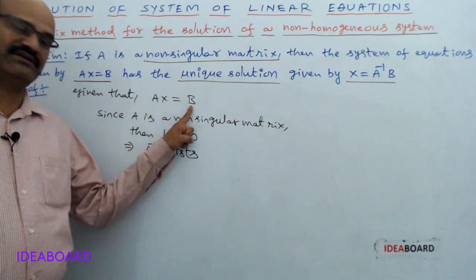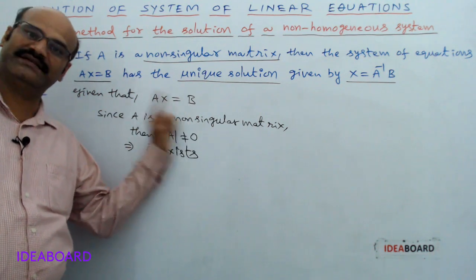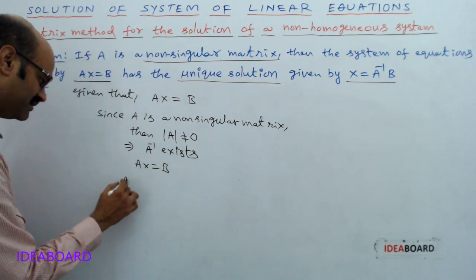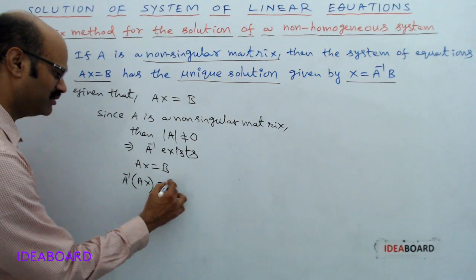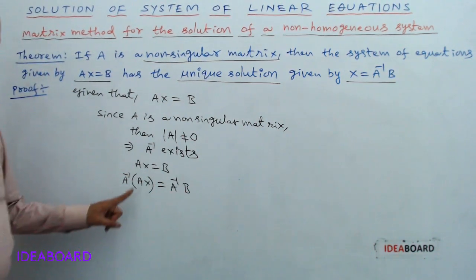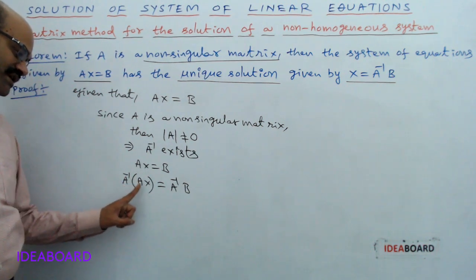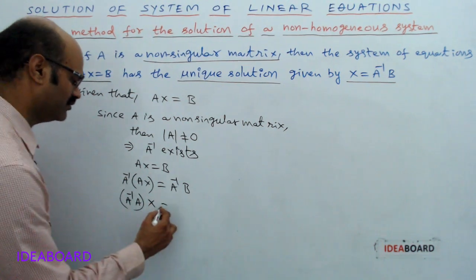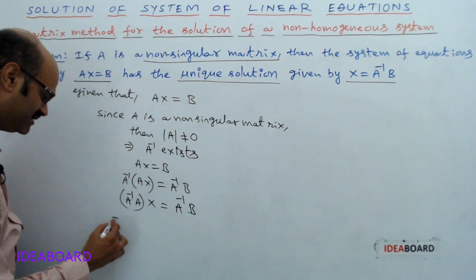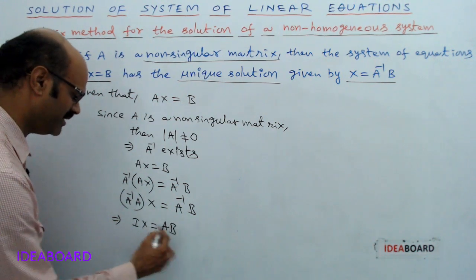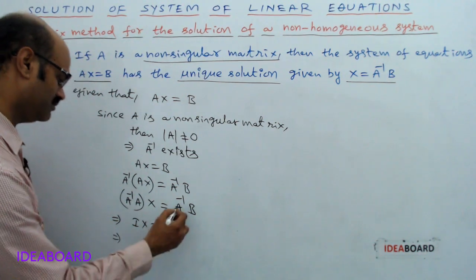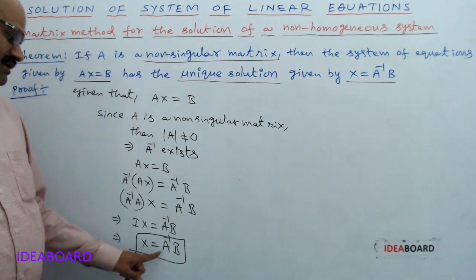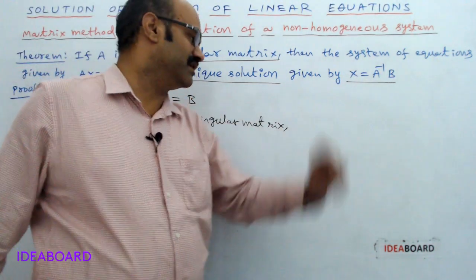Now, take the equation Ax equal to B and pre-multiply by A inverse. Pre-multiplying by A inverse, A inverse Ax equal to A inverse into B. We know that matrix multiplication is associative. So we can take it as A inverse A into x equal to A inverse B. A inverse A means I, so Ix equal to A inverse B. It implies x equal to A inverse B. So we are getting the solution x equal to A inverse B here.